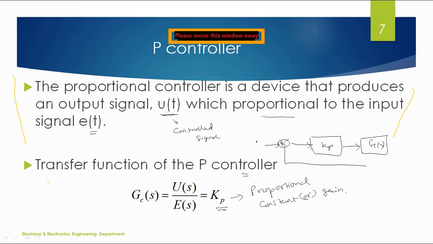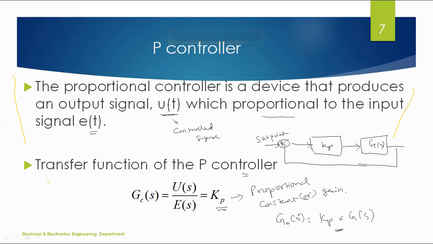Here our set point is there. So G naught of s equals Kp into G of s. Mostly we can't use this proportional controller because of that problem: it will produce a constant steady state error.